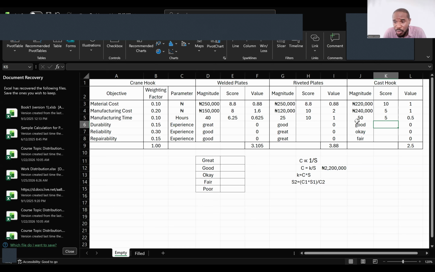Okay? So again, you see that the two others are leaving cast hook. By the time you look at material cost, manufacturing cost, and manufacturing time, riveted plates is leading. Okay, let's talk about durability.